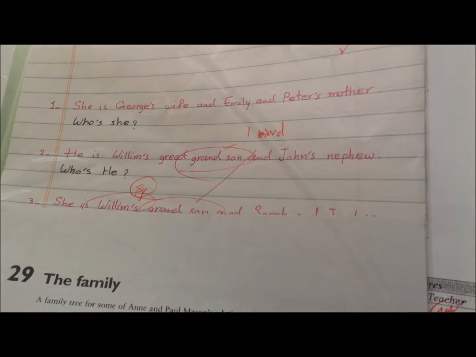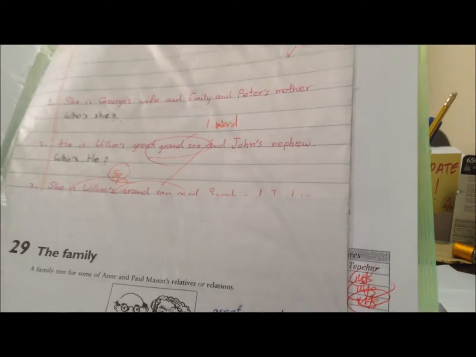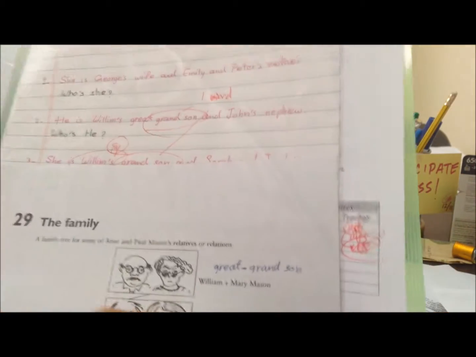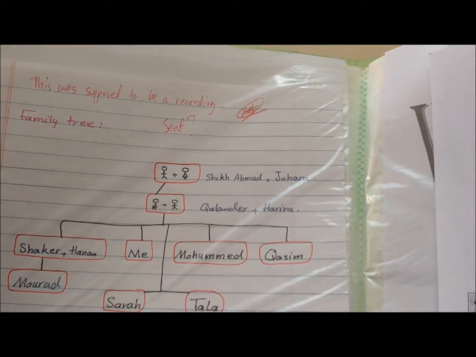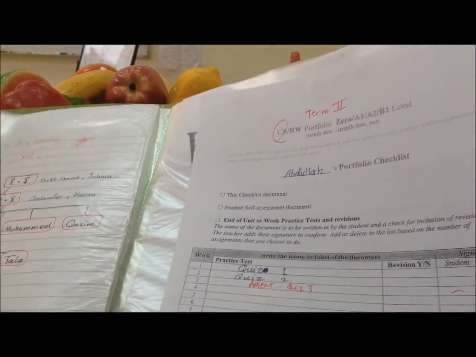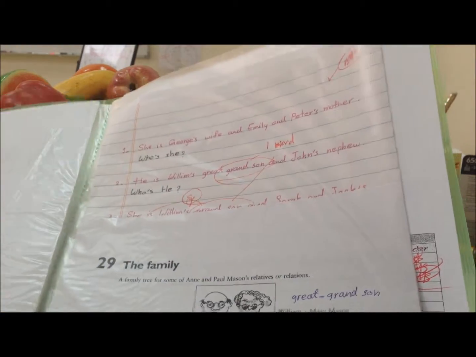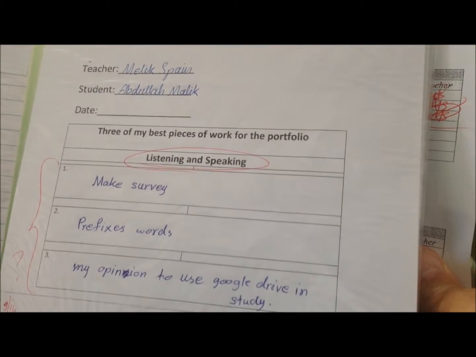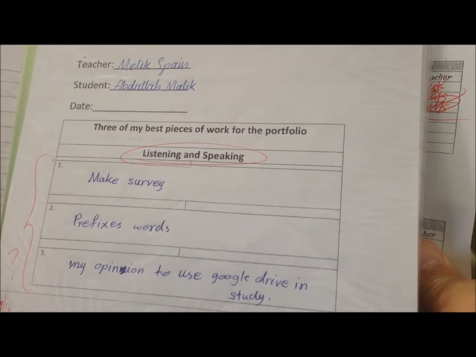Okay, so your riddles here, your 3 sentences that match the Mason family tree. So we should see here a recording of you talking about your family tree. So your family tree is here, Abdullah, but where's the link to your recording? And if that's the only thing you did for week number 5, then week number 5 is incomplete, as well as the survey that we're looking to see here in week number.